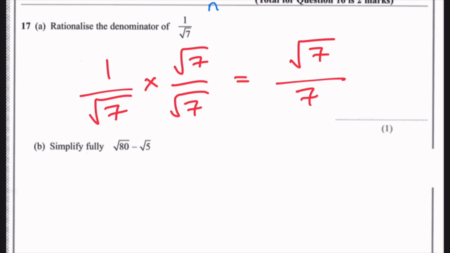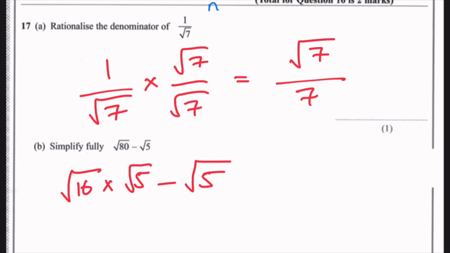Okay, simplify fully. Root 80 minus root 5. Well, root 5 is a prime number, so I can't do a lot with this. But root 80, I can split into root 16 times root 5. Now, root 16, as we know, square root of 16 is 4. 4 times root 5 is just 4 root 5.